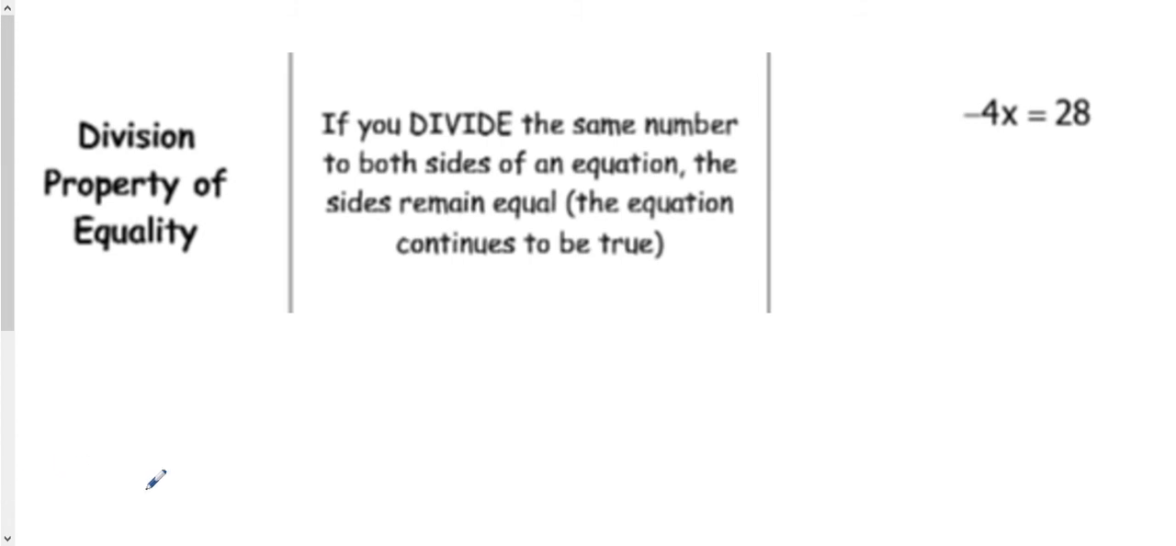The division property of equality. If you divide both sides of an equation by the same number, the sides remain equal. The equation continues to be true. In this example, we have negative 4x is equal to 28. In order to isolate x, or solve for x, we need to divide each side by negative 4. So x is equal to negative 7. So we solved this equation by using the division property of equality. We divided the same value on both sides of the equation.